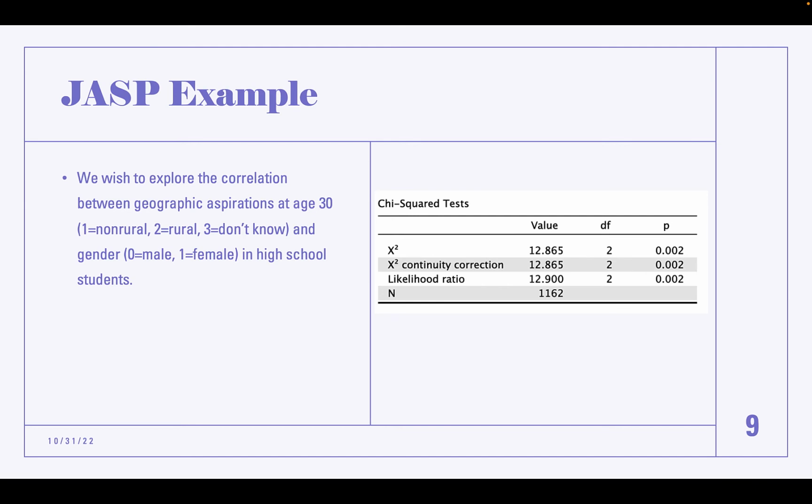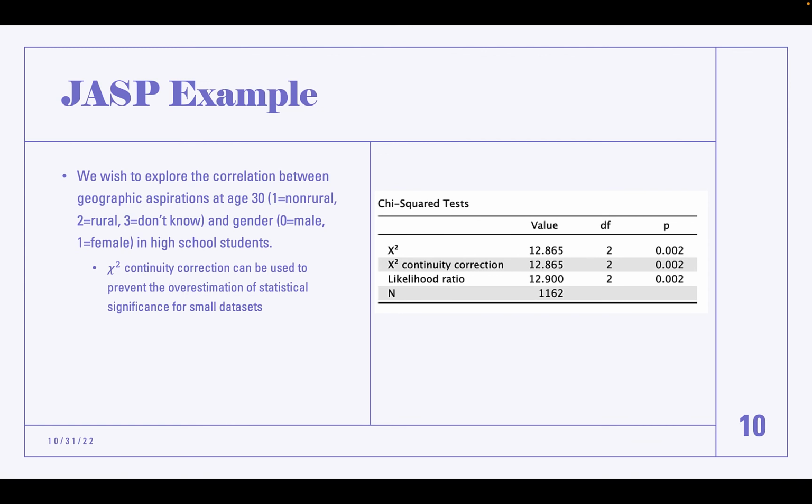All right, so let's interpret the chi-square tests. First we see a chi-square test, which suggests there is a significant association between gender and geographic aspirations. And we see the chi-square value of 12.865 with 2 degrees of freedom and a p-value of 0.002. All right, so again, that significant p-value is saying there is an association.